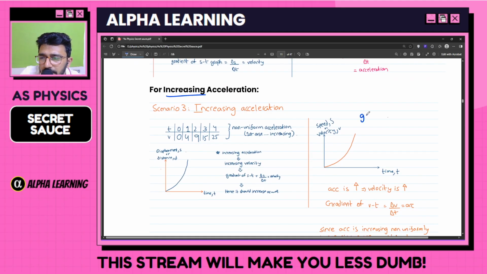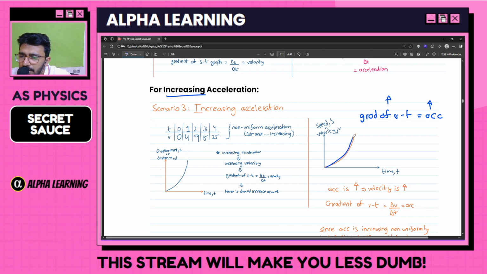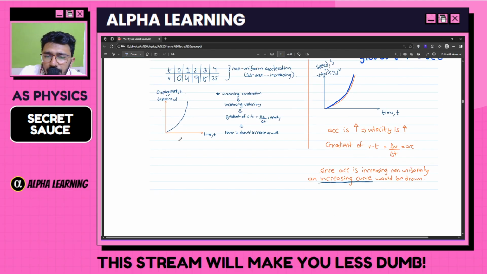Increasing acceleration means that, since the gradient of a velocity time graph is acceleration, and acceleration is increasing, the gradient will also be increasing. So you draw an increasing curve like this. If your velocity is increasing, what is the gradient of the displacement time graph? The gradient of a displacement time graph or distance time graph is equal to velocity. If velocity is increasing, the gradient of the distance time graph will be increasing. This will also be an increasing curve.